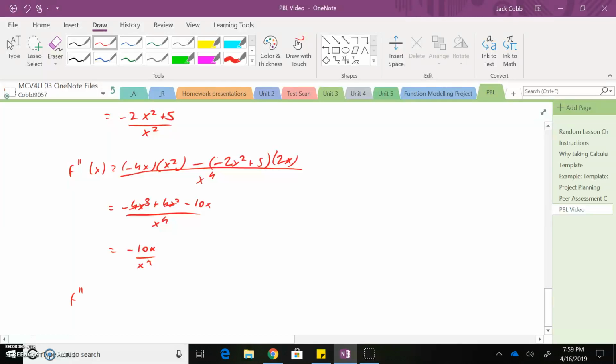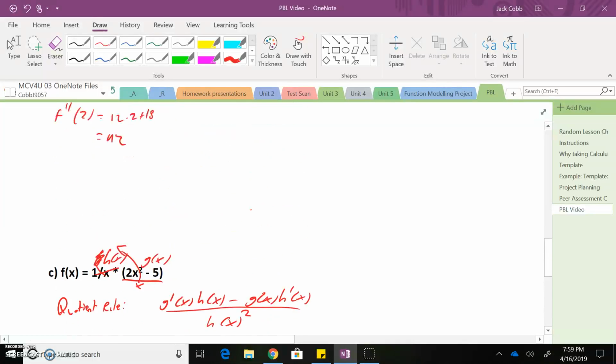So now we plug in 2 to evaluate it, and we get negative 10 times 2 over 2 to the power 4, which equals negative 20 over 16, which is very simple. That's just negative 1.25. Boom! So we have all our answers there.